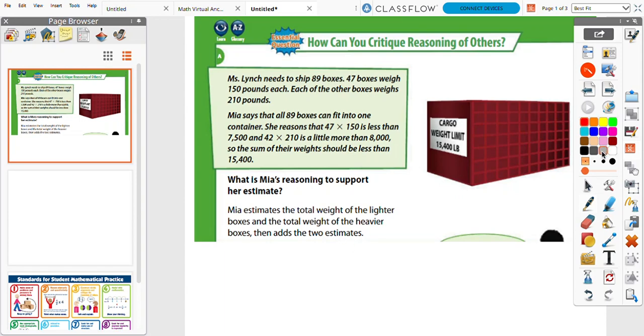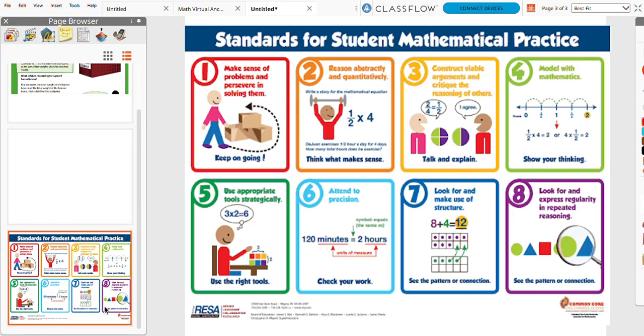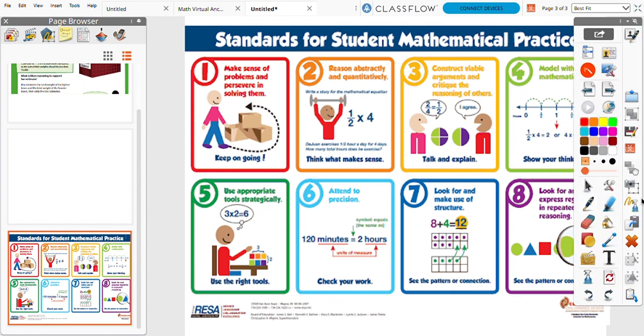Hey mathematicians. For topic 3.7 today, we are going to be critiquing the reasoning of others, which is mathematical practice 3, where you're going to construct an argument and critique the others. Essentially, you're talking and explaining why you feel the problem has a certain answer, and you're looking at the work of another person and commenting on maybe what they did wrong, improving it by modeling with mathematics. So a lot of practice 3 and practice 4 are going to be demonstrated when you're doing this lesson.